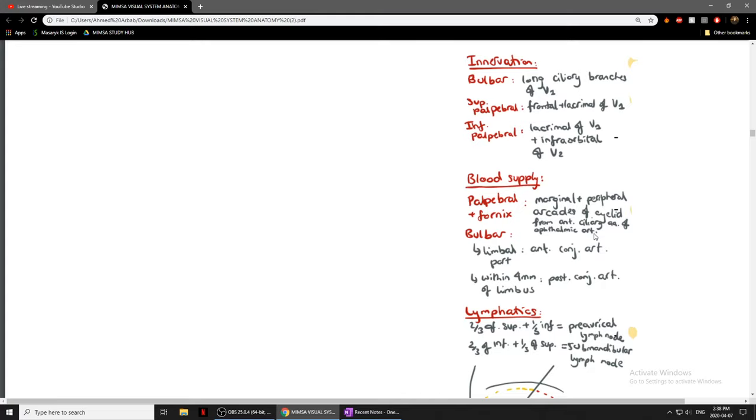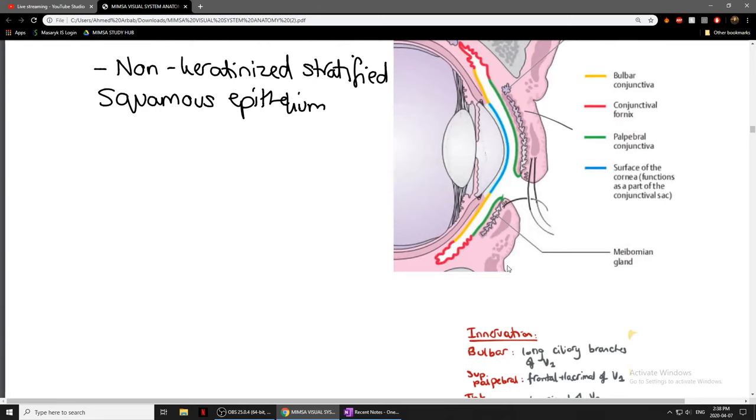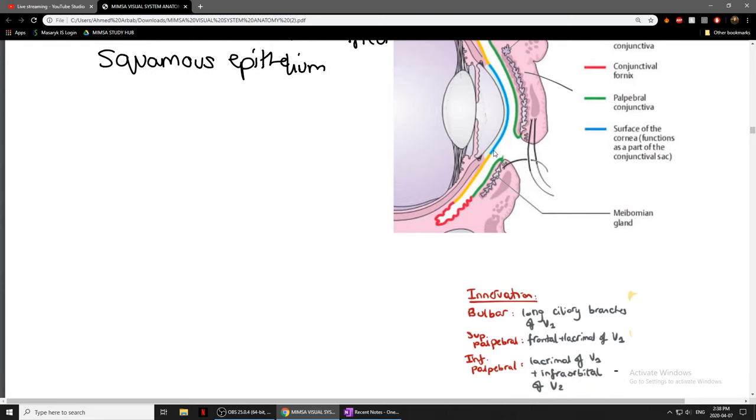So for now, you can just read through it, try to memorize it if you can, but it doesn't matter, because when you properly do the arteries in total, it'll be a lot easier to understand and learn all this stuff, because you'll know where it's coming from. So the palpebral conjunctiva and the fornix: marginal and peripheral arcades from the anterior ciliary artery, which is a branch of the ophthalmic artery. Then we have the bulbar conjunctiva, which has a limbal part. The limbus is the junction between the cornea, which is in blue here, and the conjunctiva, which is the bulbar conjunctiva.